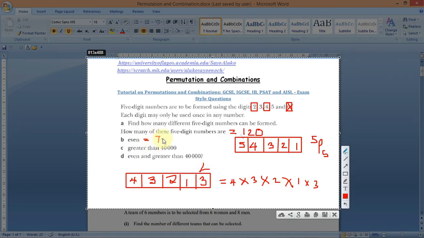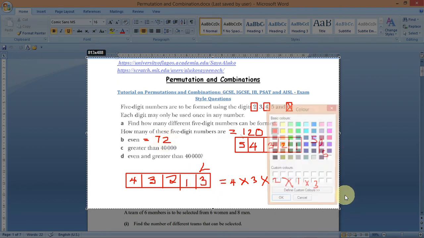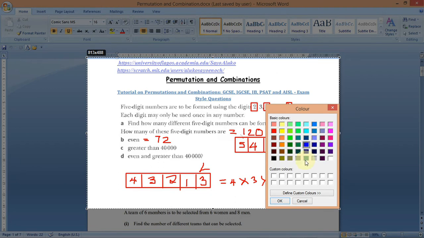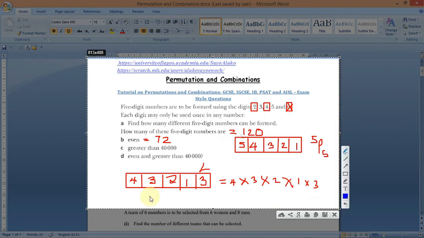So there are 72 different possible ways. Okay, next question now. Let me change the color here. Let me use blue, and let me use a rectangular box to do that.